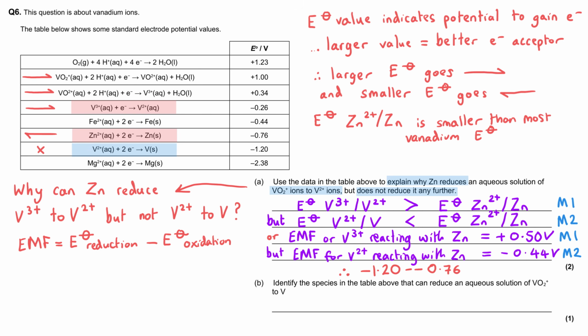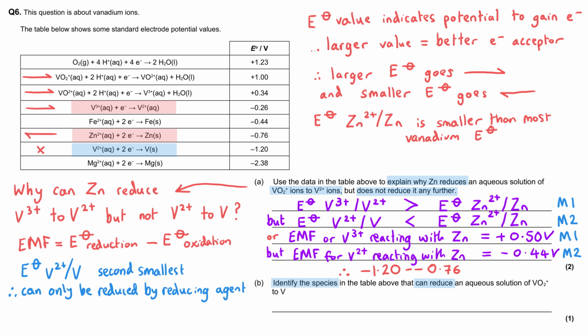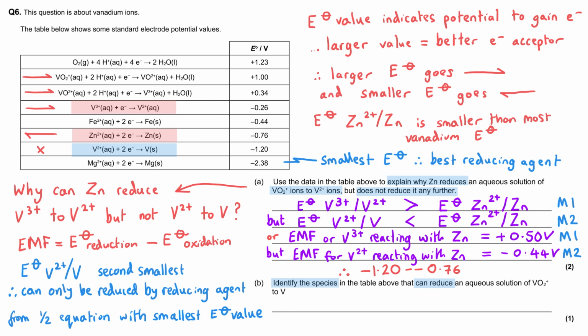Part B says that we need to identify the species in the table that can reduce an aqueous solution of VO2+ to vanadium. Well, the V2+ turning into vanadium is the second smallest electropotential of them all. And so that means that we can only reduce the V2+ to vanadium using the reducing agent from the half equation that has the smallest electropotential value. And the magnesium half equation has the smallest electropotential value.